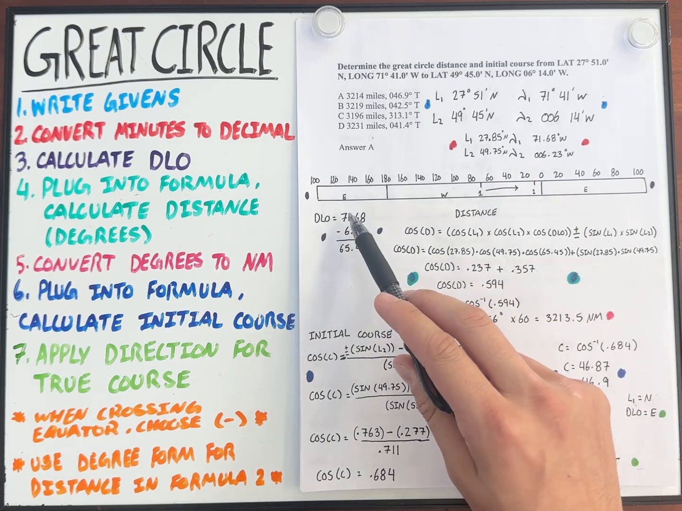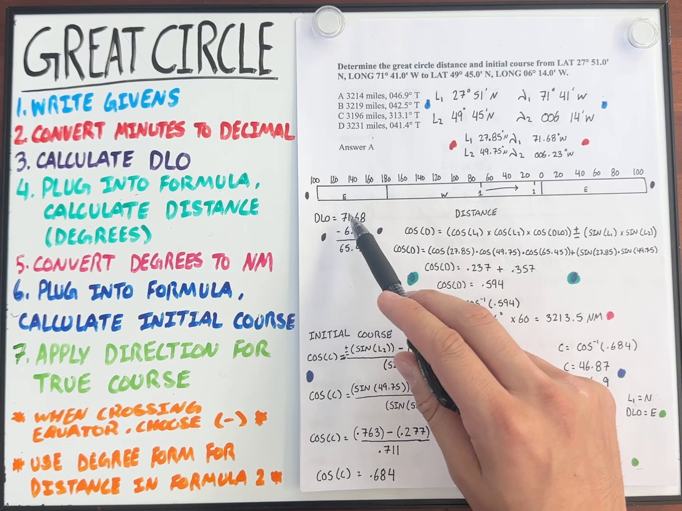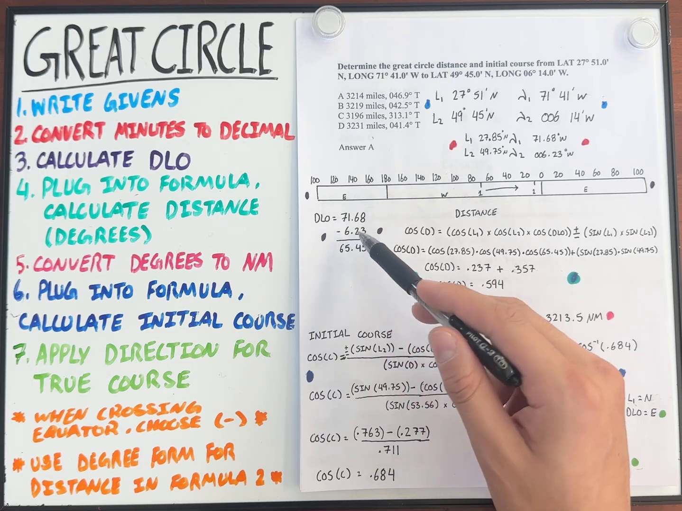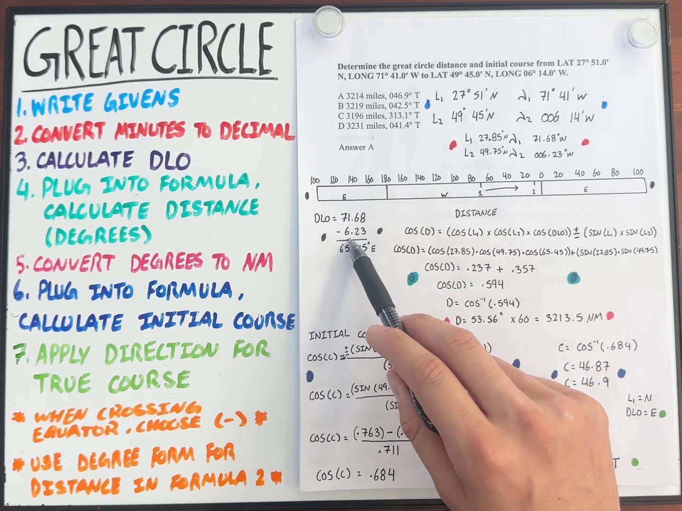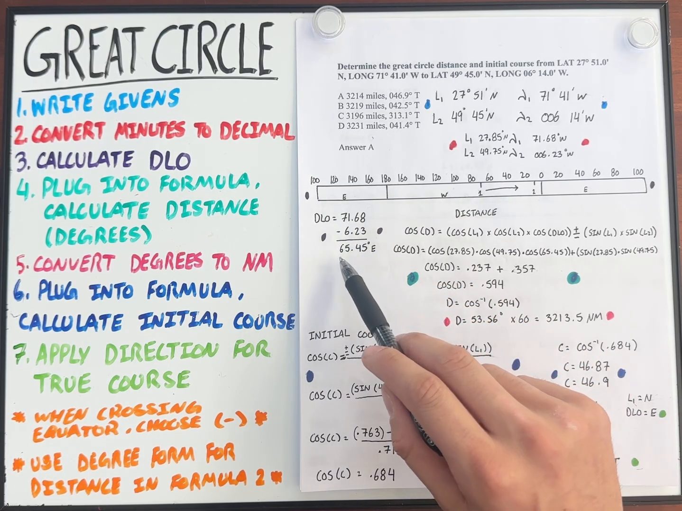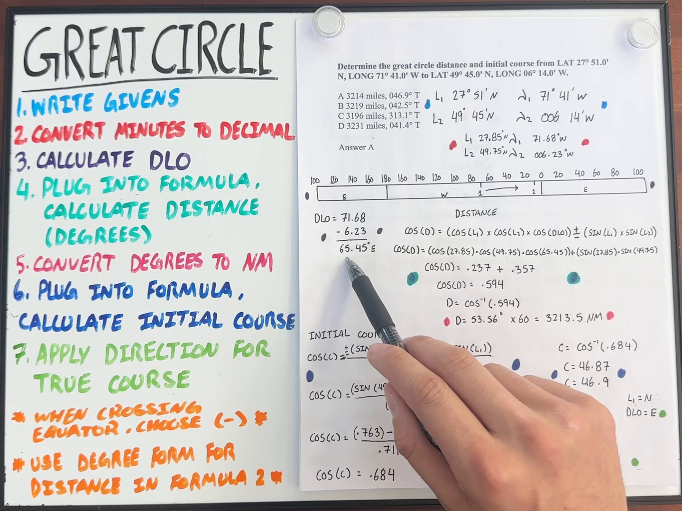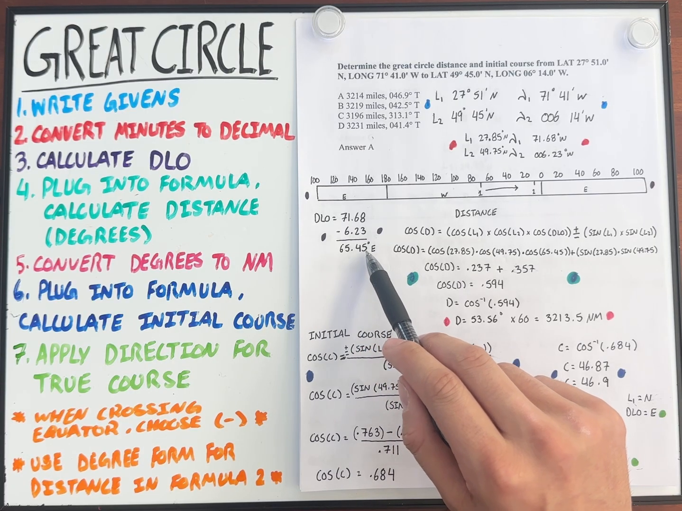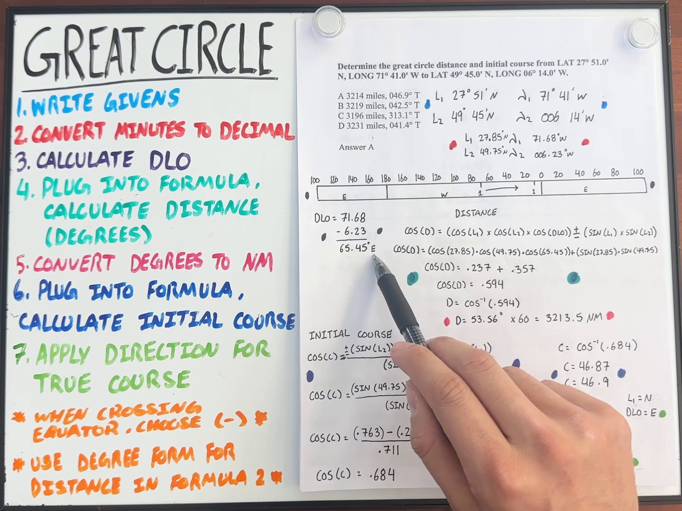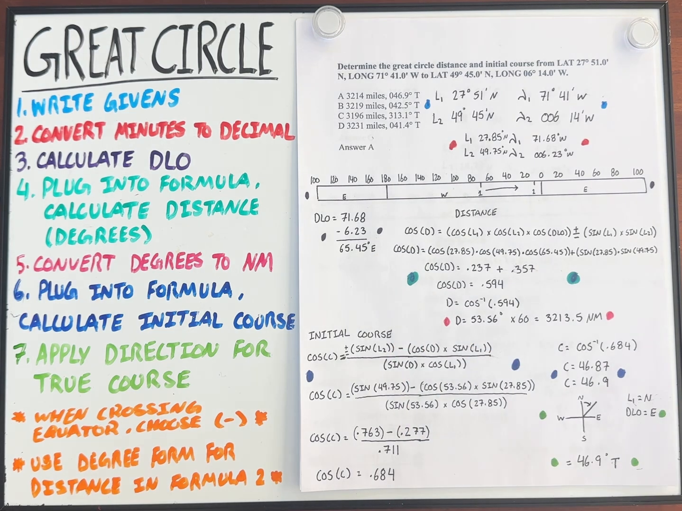So this one's simple. You just subtract longitude 2 from longitude 1: 71.68 minus 6.23 degrees gives you a difference in longitude of 65.45. We're going in an easterly direction, so I label that east. That is step 3. Step 4 is to plug into the formula and find our distance.